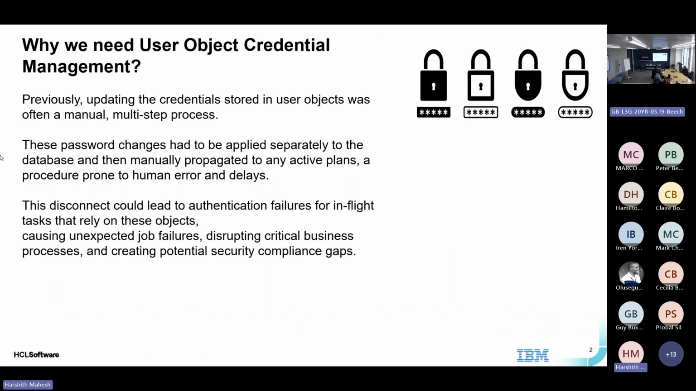First we will see what the challenges were before and why we need this feature. Previously, updating the credential store in the user object had to be done manually, in a multi-step process. For example, every time the password changes, we have to update it in multiple places individually. We have to update the credentials separately in the database and separately with the active job plans. This introduces a high risk of human error, such as missed updates, typos, or forgetting some of the steps.